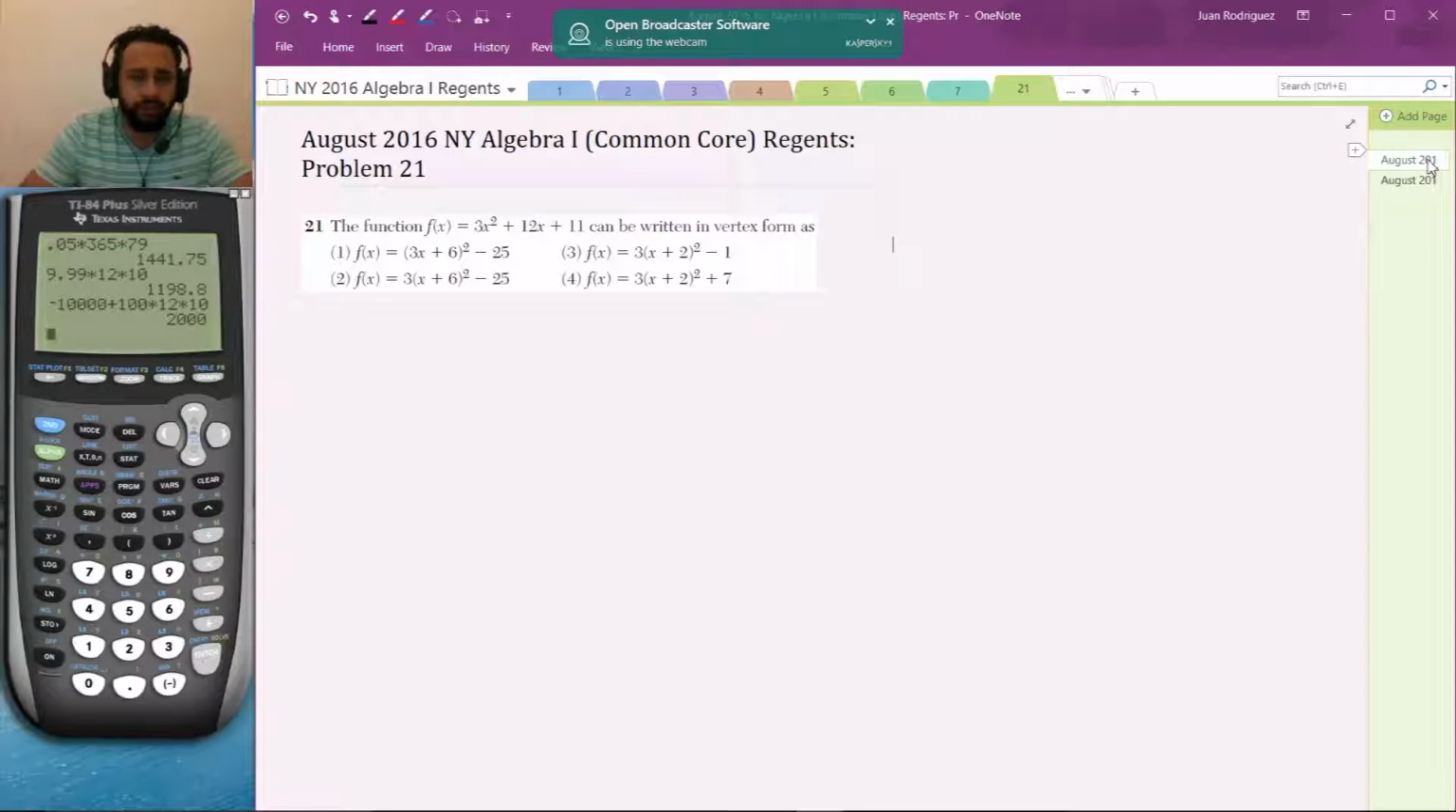You could actually plug them into the calculator and test them out. So I'm gonna show you how to do it on the calculator in the extra problem. But for this one, I'm actually gonna do it by completing the square. Okay. Complete the square.